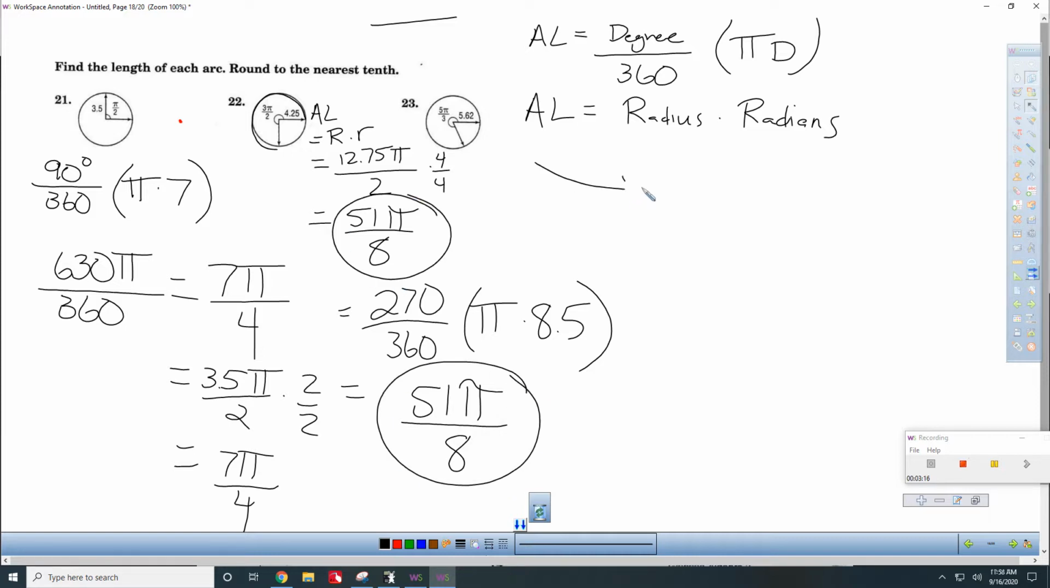For number 23, I'm just going to do arc length is radians times radius. So it's 5 pi over 3. 5.62 times 5 divided by 3. You end up getting 9.36 repeating times pi. Well, since it's such a nasty number, you could turn that into a decimal, or into a fraction, I mean.